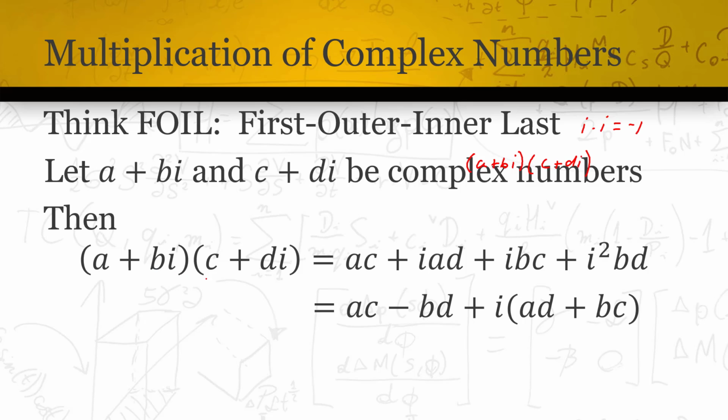Inner, bi times c, that's ibc. And then finally, we multiply the last, which is bi times di, which is i squared bd, but i squared is equal to negative 1. So this right here is a real number. And when we combine the real parts to the imaginary parts to get our standard form, we will have ac minus bd plus i times (ad plus bc). Now, do I expect you to memorize this? Gosh, no, that would be absurd. I do expect you to understand how to do FOIL and also understand this property of a complex number.